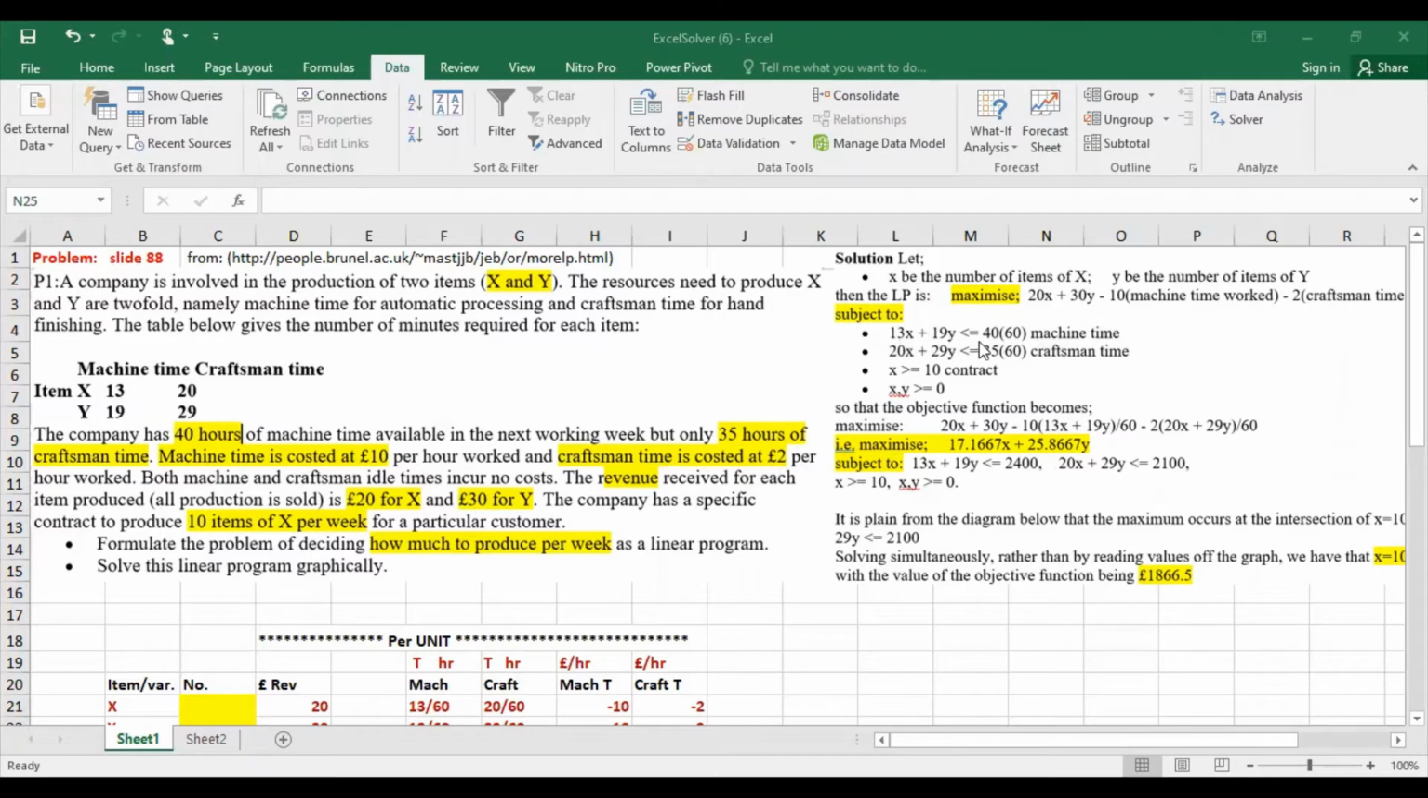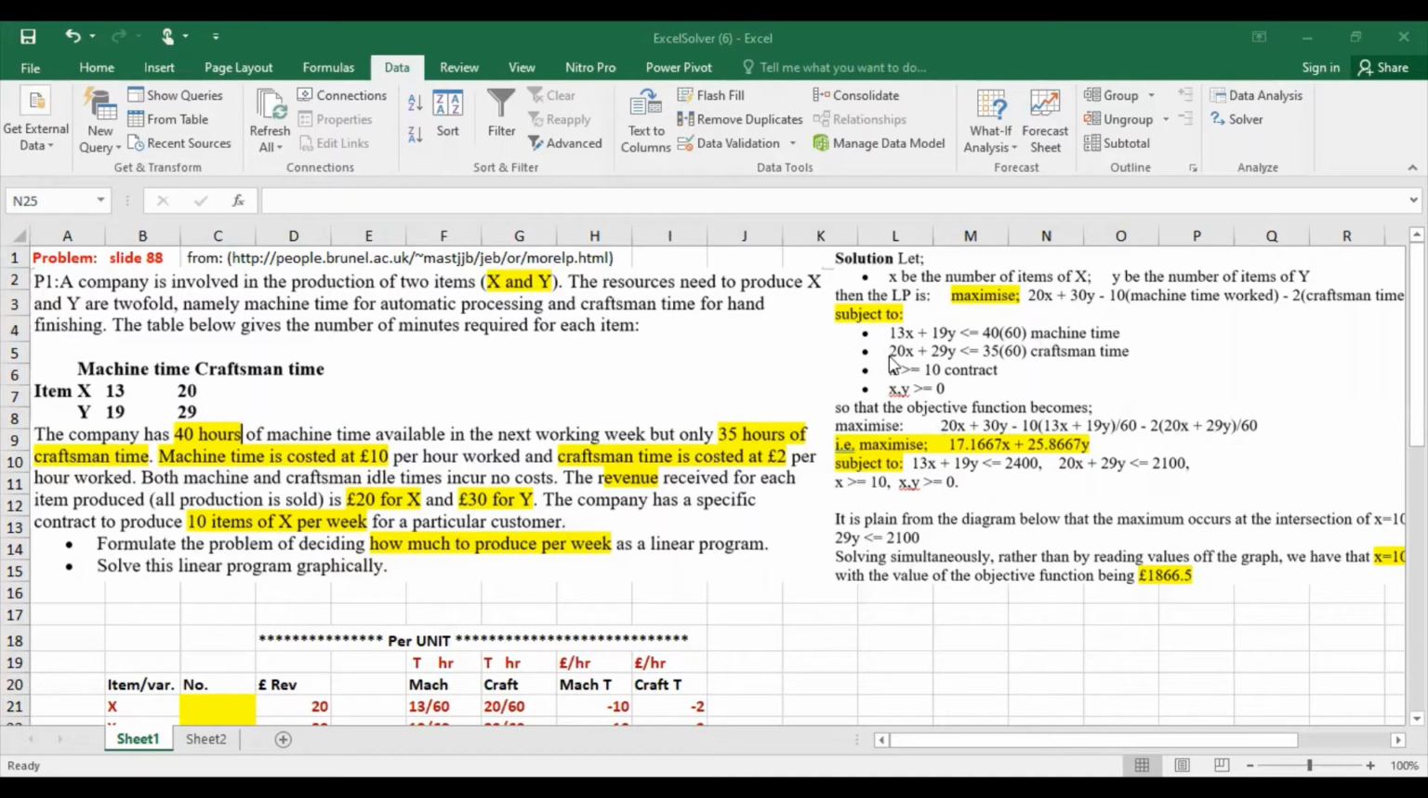Okay, for the machine time: machine time is less than or equal to 40 hours. It was mentioned, it is the constraint in the question. So 40 hours. What I have to do is multiply 40 by 60 to convert it into minutes, because the time is given in hours.